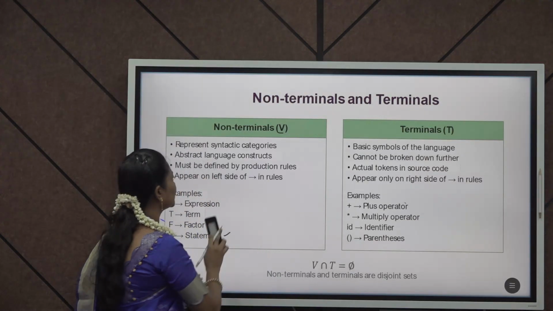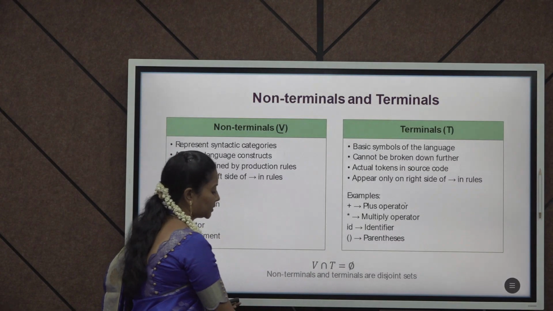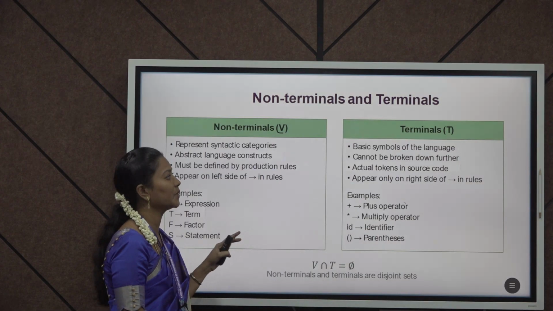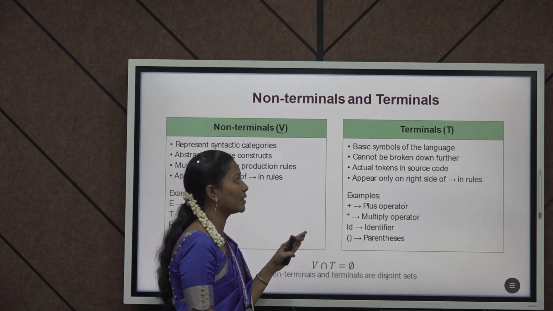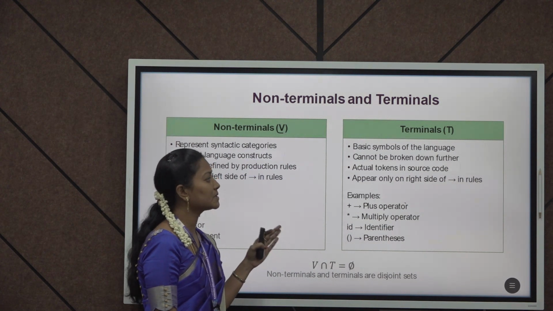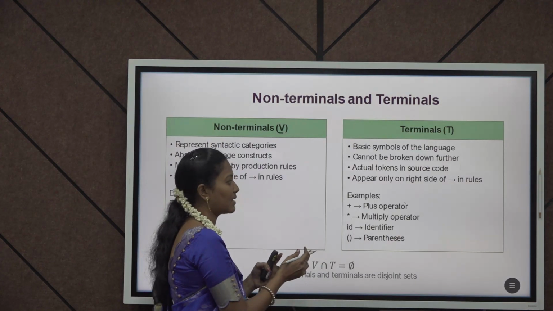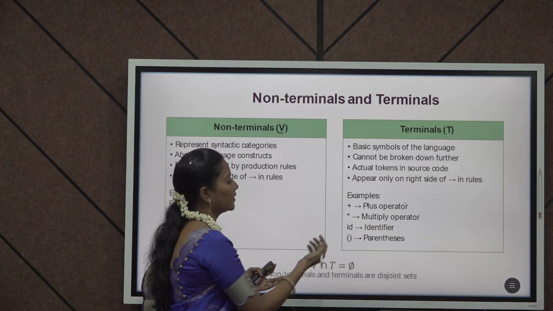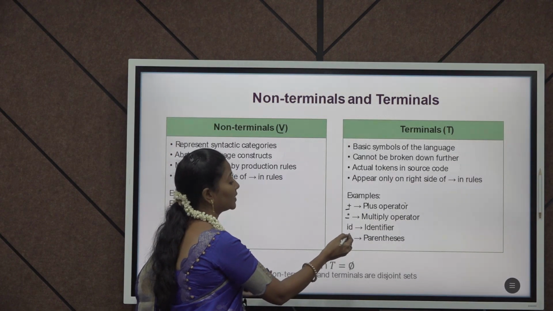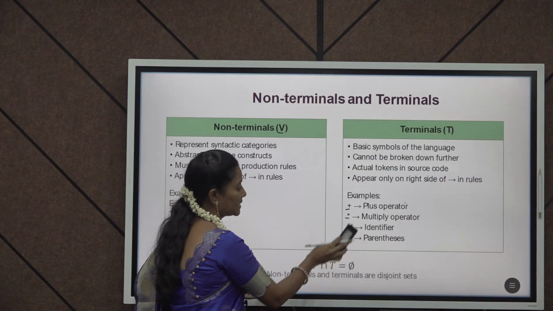Non-terminals are used for substitution purposes, and terminals are used to derive a string. Terminals appear on the right hand side of our production rules, and they include symbols as well as digits. For example, plus, the multiplication operator, ID, that is identifier, and parentheses are considered as terminals.